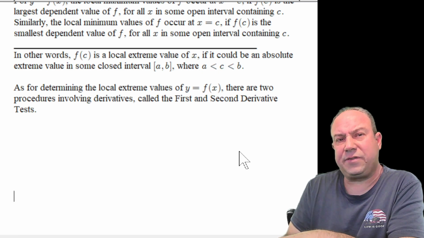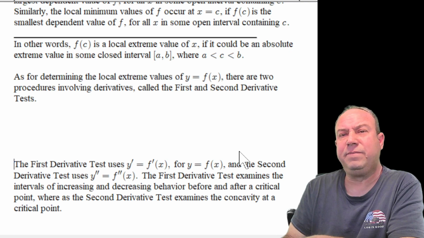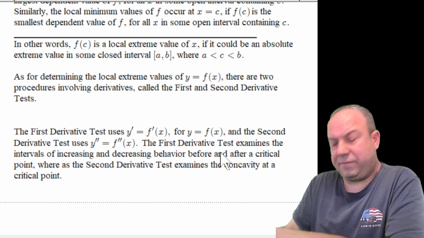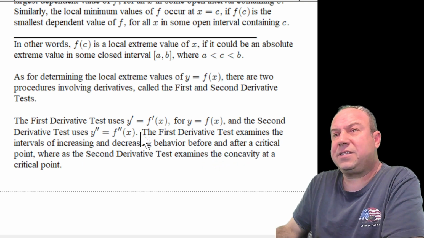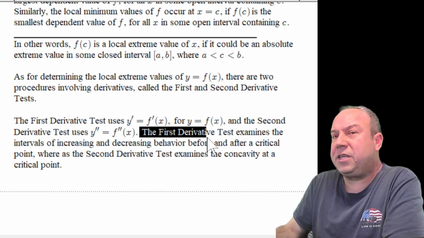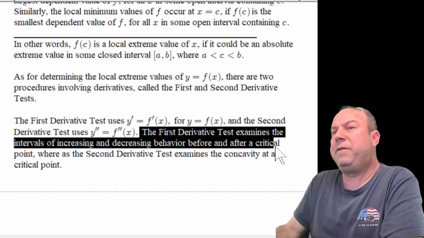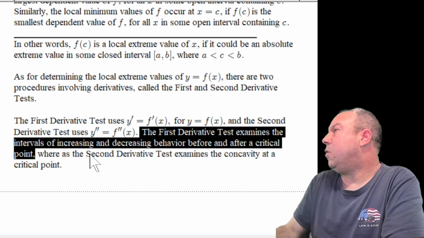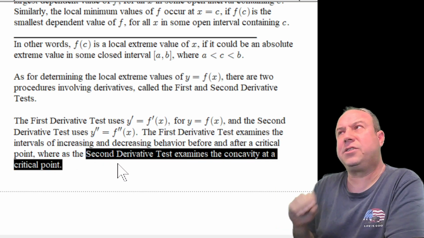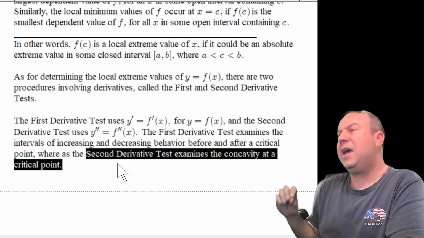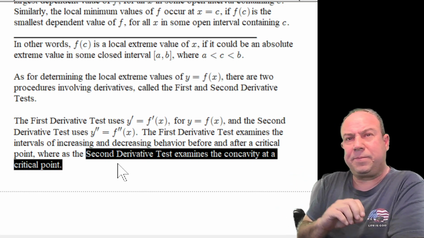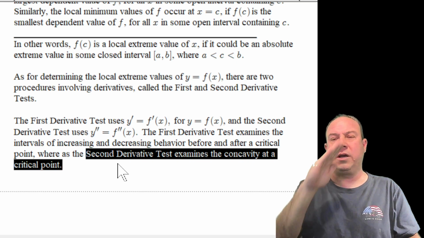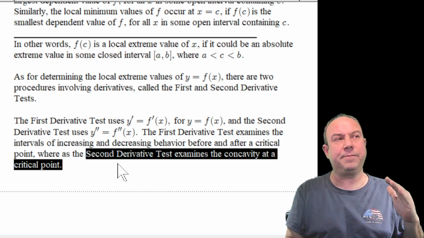The first derivative test uses the first derivative, and the second derivative test uses the second derivative. The first derivative test examines the intervals of increasing and decreasing behavior before and after a critical point, whereas the second derivative test is going to analyze concavity at that critical point. If you remember, the first derivative will tell us where we're increasing or where we're decreasing.